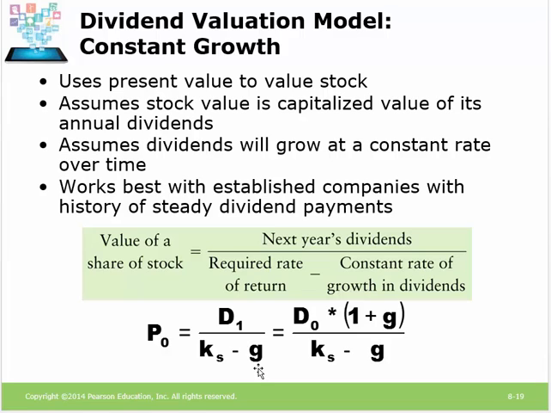Now we would like this to be the growth rate of future dividends. Of course, that requires us to forecast what that future rate might be. So how do you find D sub 1? D sub 1 is the current dividend, D sub 0, multiplied by 1 plus, again, the growth rate of dividends.